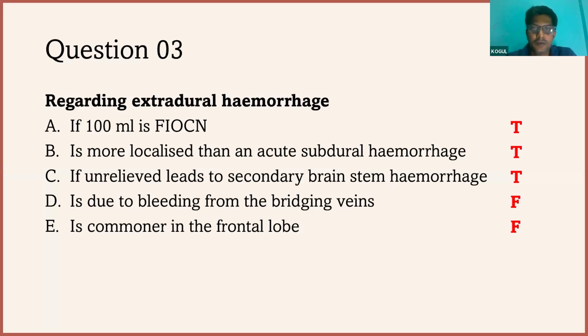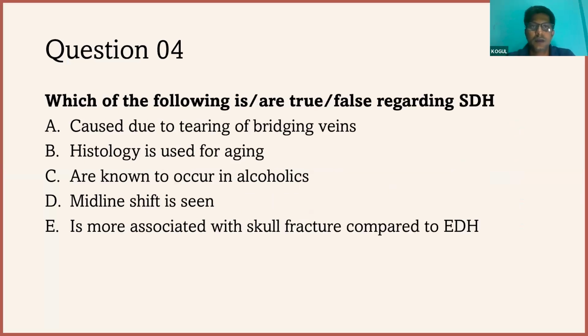It's due to bleeding from the bridging veins? No. Extradural means there are bridging veins only up to the dural sinus, on the inner aspect of the dura. So damage to the bridging veins only causes SDH and SAH. EDH can't be from the bridging vessels. EDH is commonly from the middle meningeal arteries. It's commoner in the temporal lobe region. Extradural hemorrhage is commonly at the site of the impact because it is the thin part of the bone and the middle meningeal artery is there, usually on the temporal side. So that is the common site.